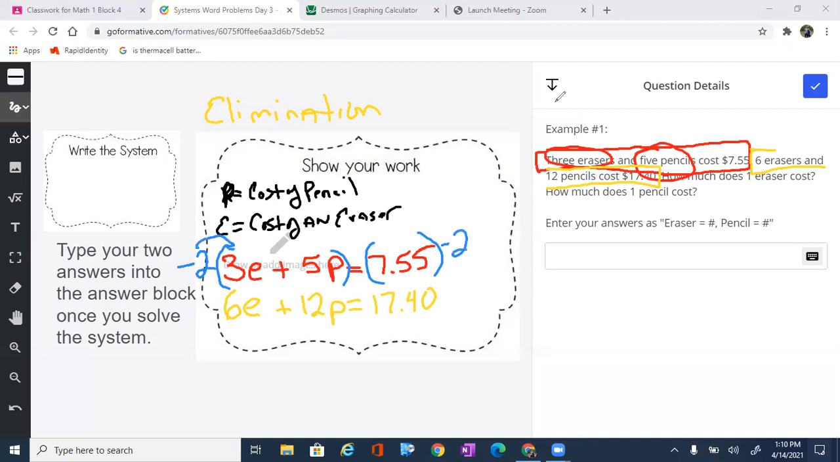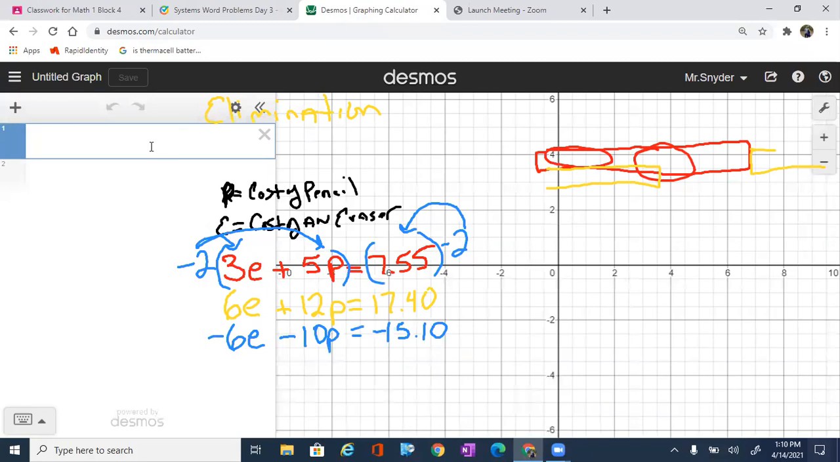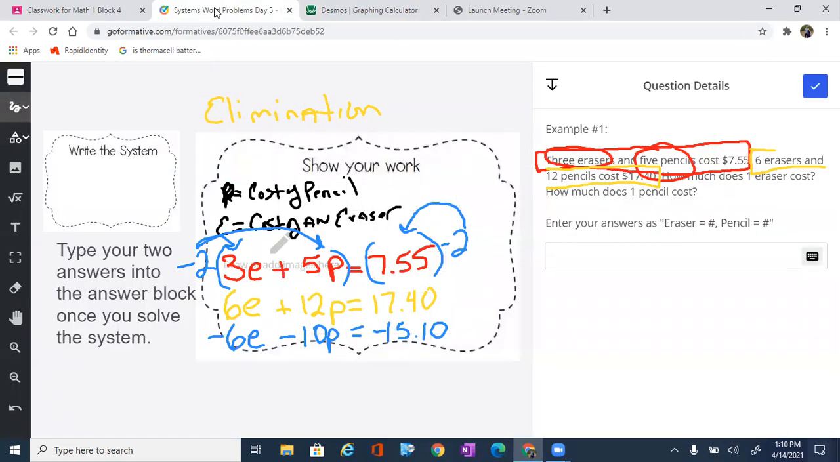Okay, so I'm going to do -2 times 3E, which is -6E, -2 times 5P, which is -10P. And then I'm going to do -2 times $7.55. We can go to Desmos and do this, but 2 times 750 is going to give us 15. So that should be roughly -$15.10. But if we need to check it, you can go off the Desmos, and let's just check it real quick, because it's always good to know. 7.55 times -2. Okay, -$15.10.